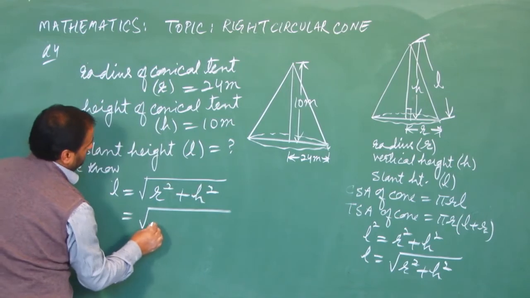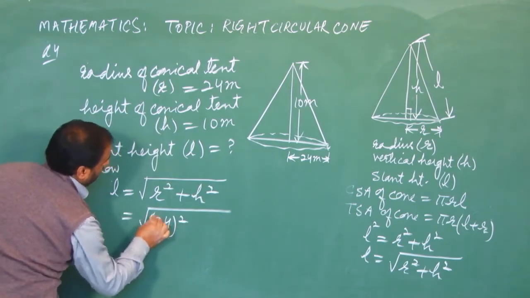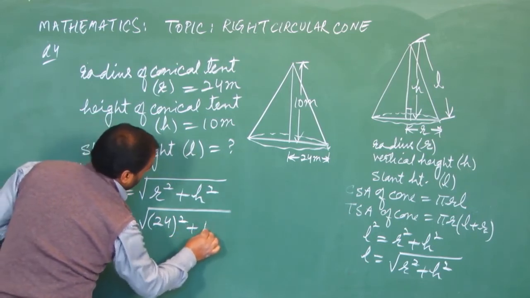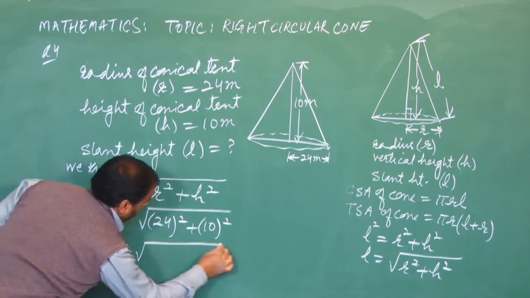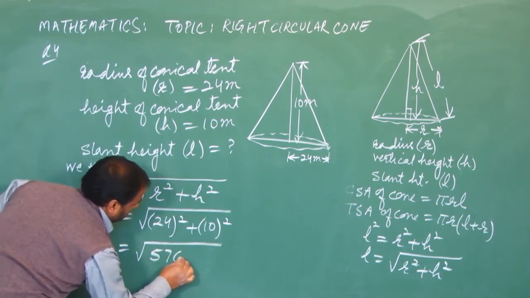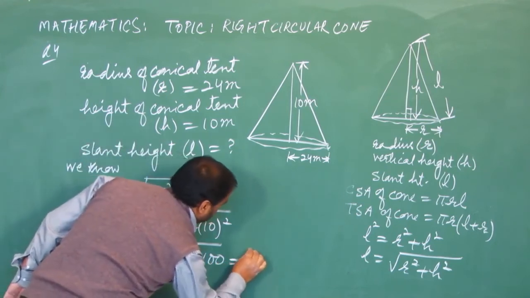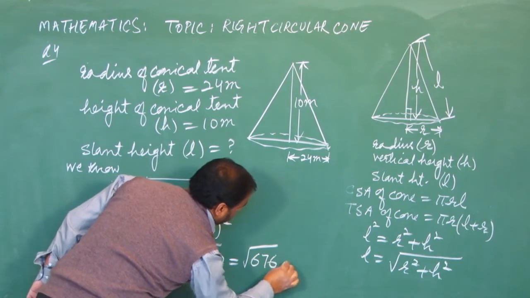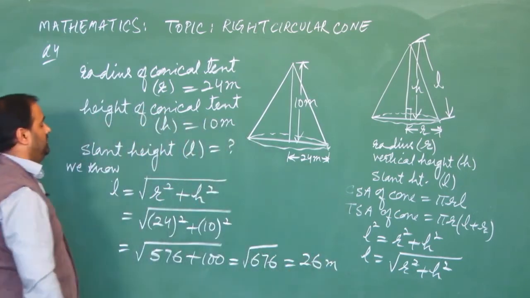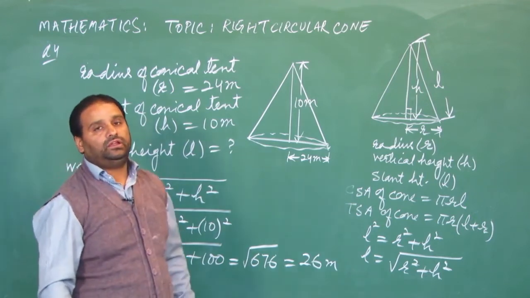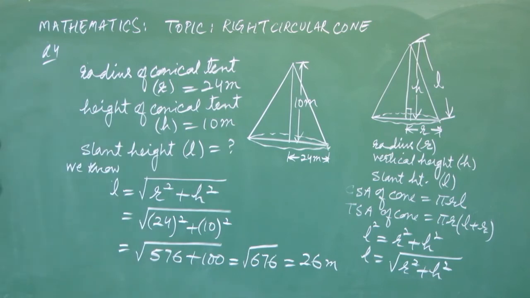L square is to be found out. It's r 24 square plus h 10 square. 24 into 24 is 576 and 10 into 10 is 100. It is the square root of 676, and that is equal to 26. So the slant height of that cone is 26 meters.